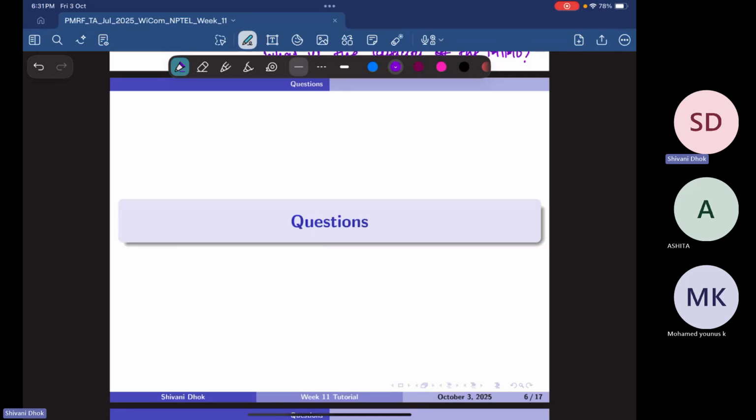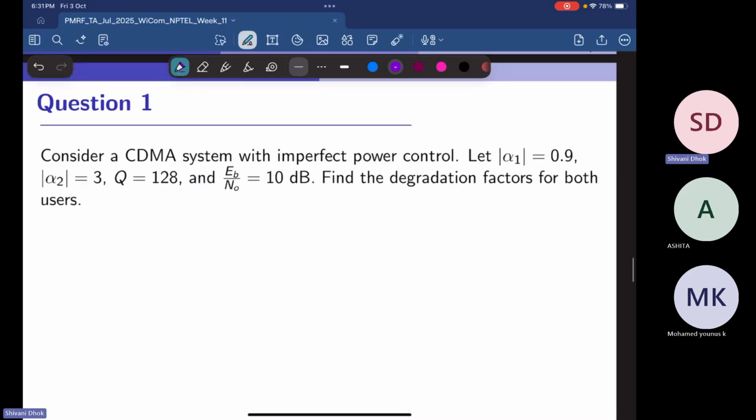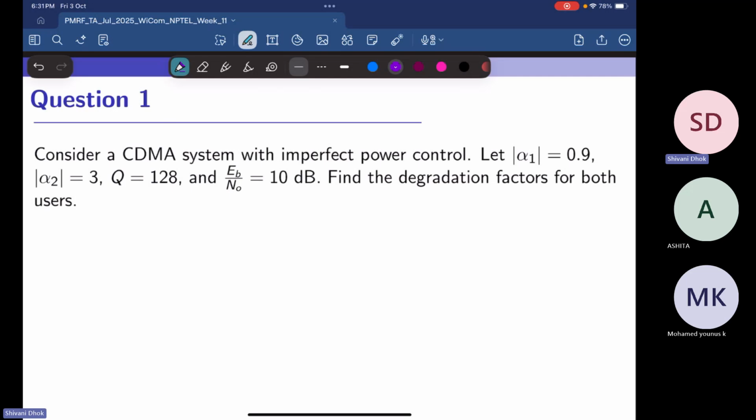Okay. Okay, if there are no questions, then let me move on to the question that I have planned to cover. The first question that I have planned to cover today.